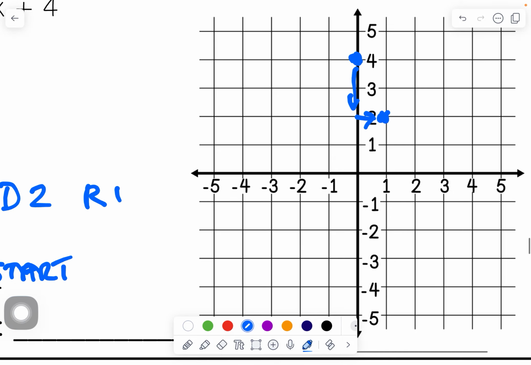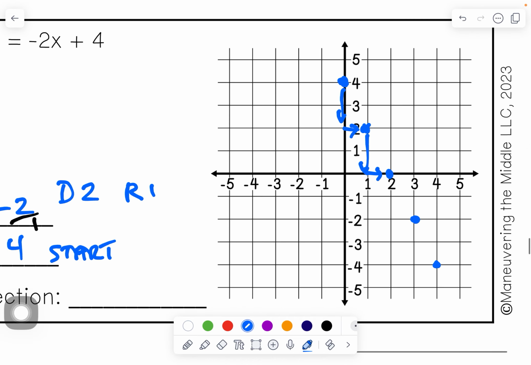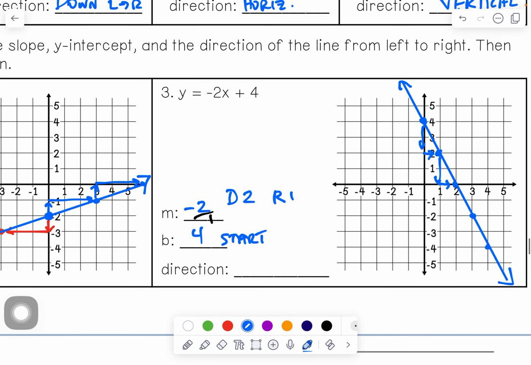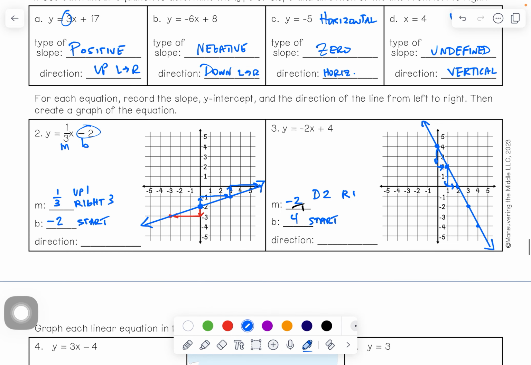How many times should I do that? As many times as I can. Right, down 2, right 1, and so on, all right, until I run out of space. Put your ruler down and draw your line, connect the dots. Arrows at the ends. All these little details are going to count for us. Okay, let's go ahead and turn the page.